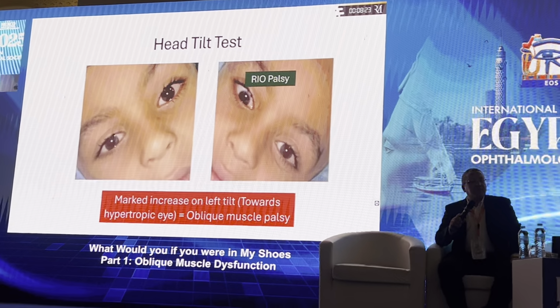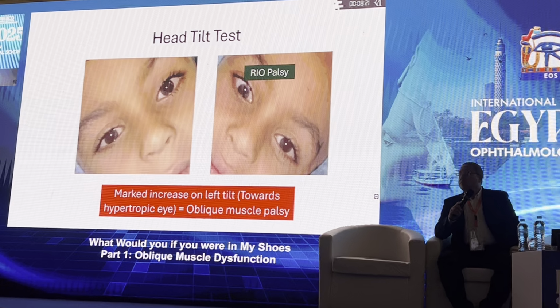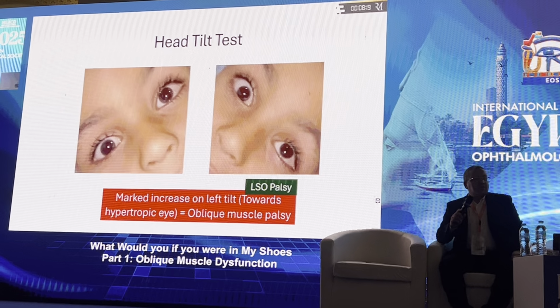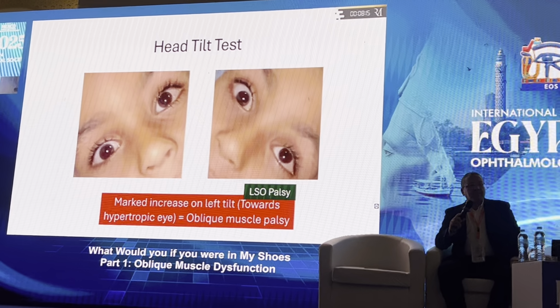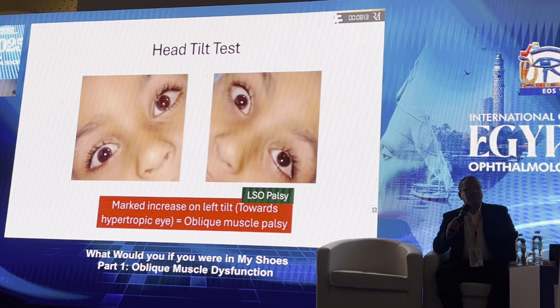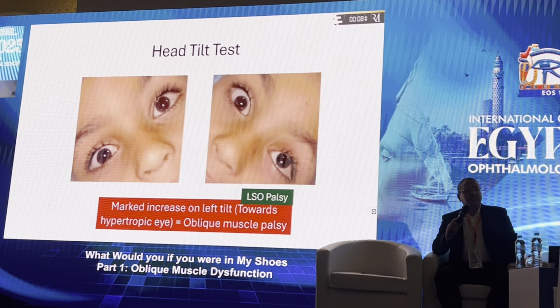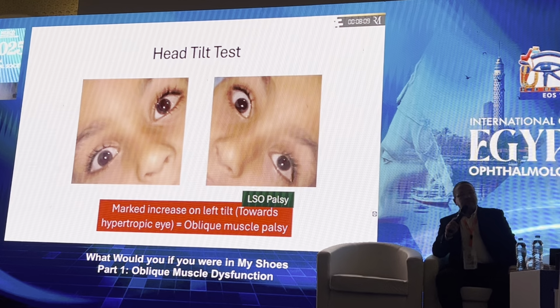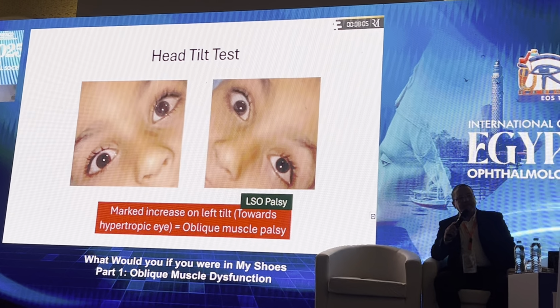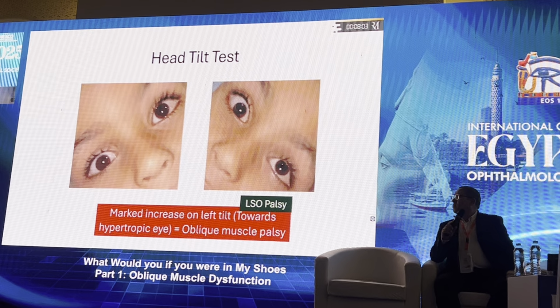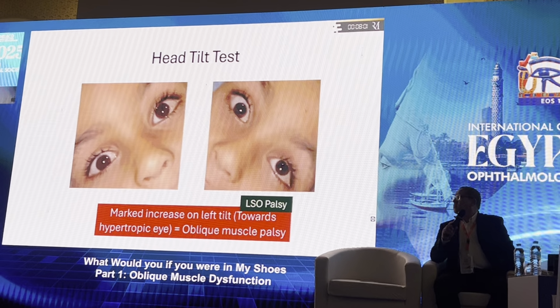So this can be either a right inferior oblique palsy, and it can also be a left superior oblique palsy, because both of them will increase on tilt to the left side. So it's either a right inferior oblique or a left superior oblique. We cannot differentiate between them just because the vertical deviation was equal in right and left gaze.